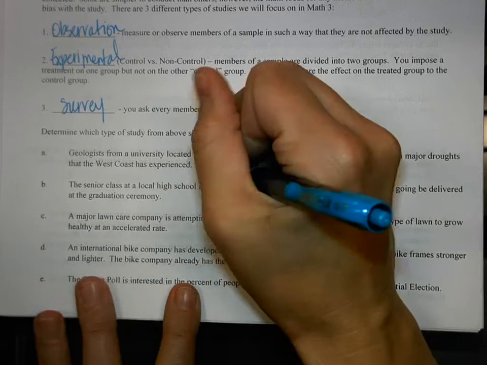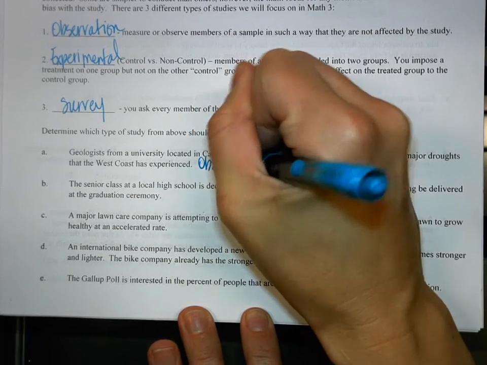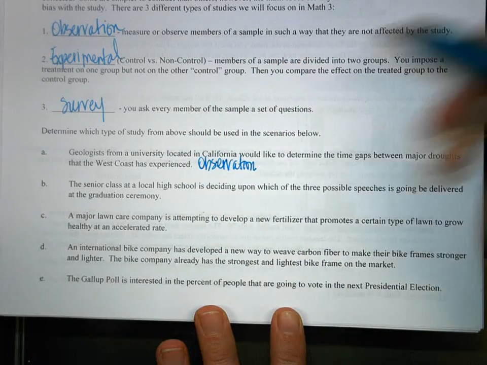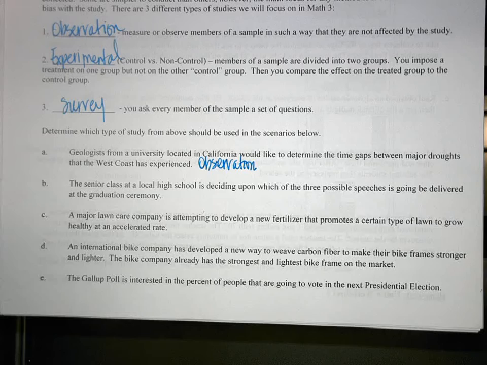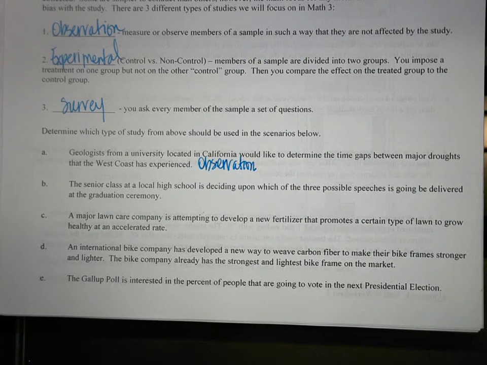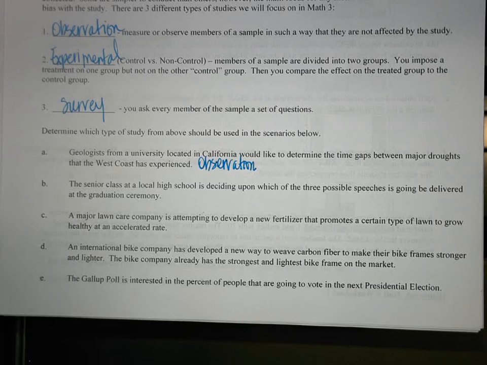Good, observation. One thing about observation, hold on a second. When you're doing an observation, you can also go backwards in time. So for instance, if you're wanting to study the drought, it would make more sense to go back in time and see what's happened over a certain period of time versus waiting for things to happen from this point on. So sometimes observational is going backwards, okay?